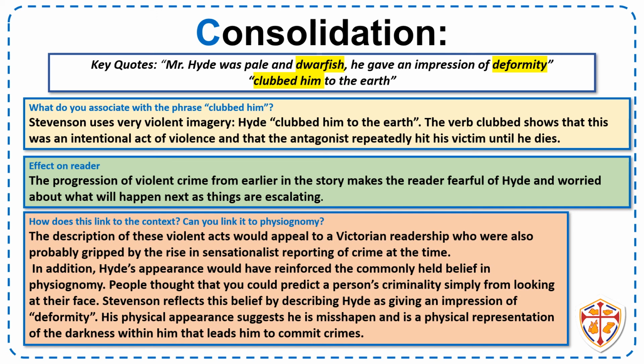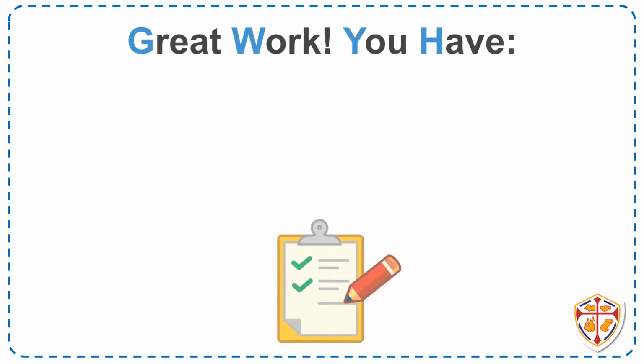In addition, Hyde's appearance would have reinforced the commonly held belief in physiognomy. People thought that you could predict a person's criminality simply from looking at their face. Stevenson reflects this belief by describing Hyde as giving an impression of deformity. His physical appearance suggests he is misshapen and is a physical representation of the darkness within him that leads him to commit crimes. Great work.